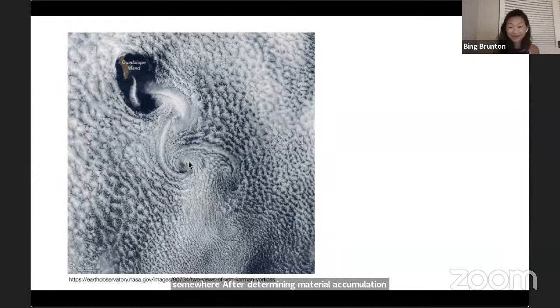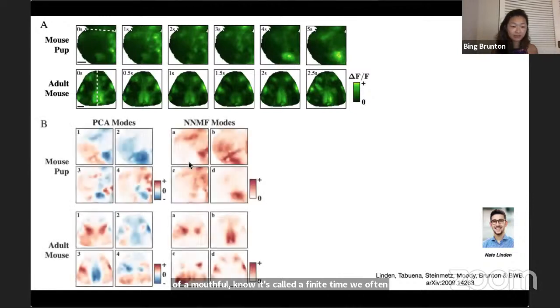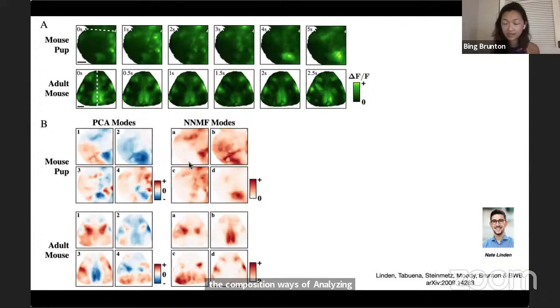If you didn't happen to have a bunch of clouds and some wind to visualize this, because we don't have that in the mouse cortex, the way that we do this is a method that's a bit of a mouthful. It's called finite time Lyapunov exponents, FTLEs. Before I tell you what it is, I'll contrast it with more traditional modal decomposition ways of analyzing this type of data, which was very much my first impulse when we started analyzing these data, and which is very commonly used to analyze wide field calcium imaging data.